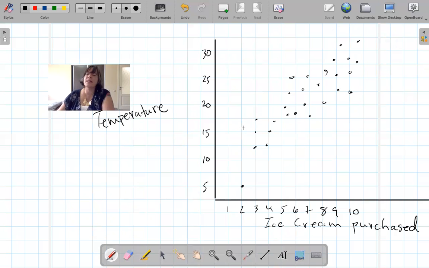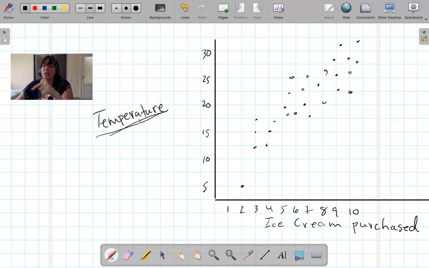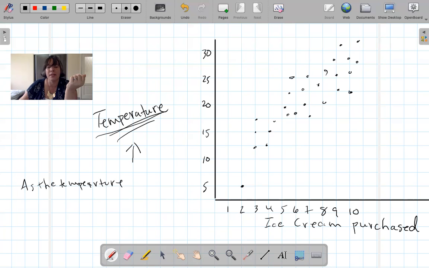So you see, there's no exact straight line. It's a scatter, like I threw a bunch of rocks on the ground. But overall, you can tell that as the temperature goes up, more people purchase ice cream. If I were to ask you, interpret this graph and tell me what you can learn from it, all you would have to say is, as the temperature rose, more people bought ice cream.